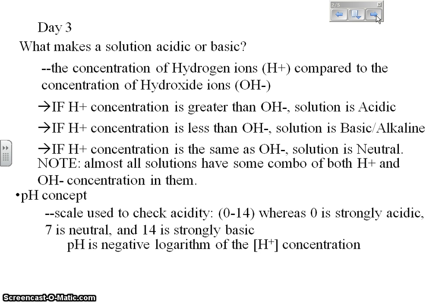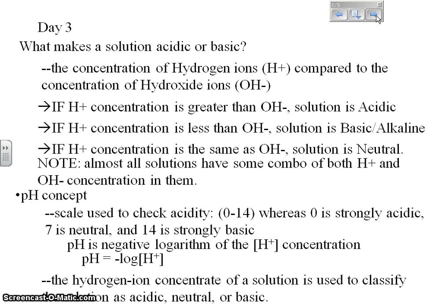Okay, the strict definition of pH is the negative logarithm of the H plus concentration. pH is equal to negative log of H positive. All right? The hydrogen ion concentration of a solution is used to classify the solution as acidic, neutral, or basic, which is what I stated up here. And this is why it's listed as if H positive is less or greater, because it's the hydrogen ion concentration of the solution that we are measuring.